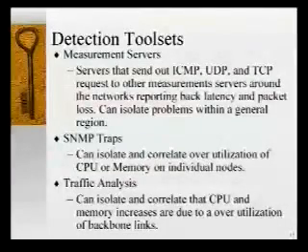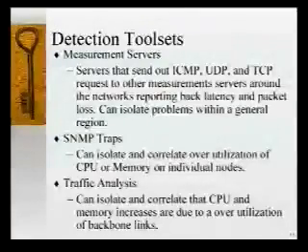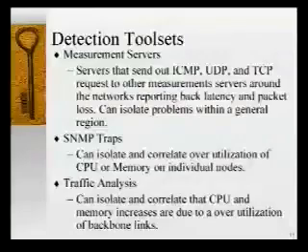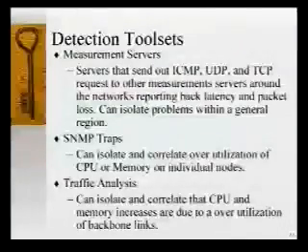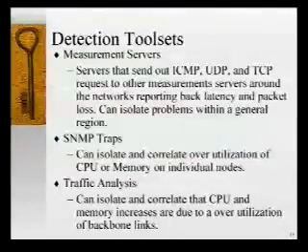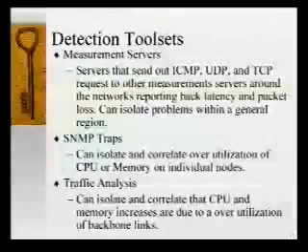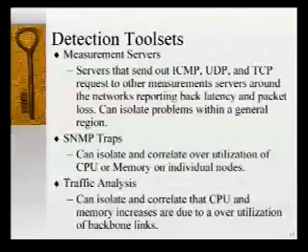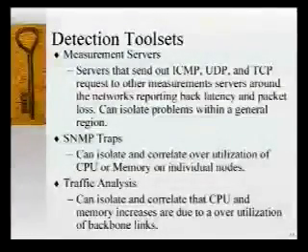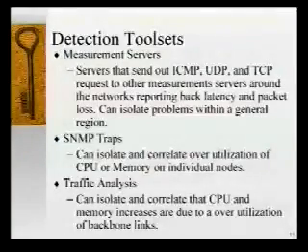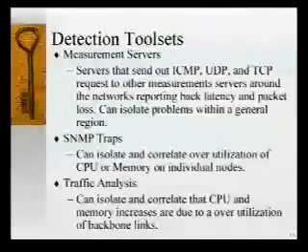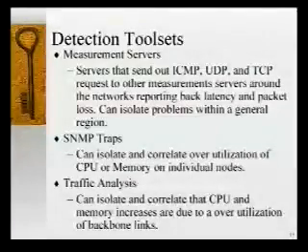SNMP traps can isolate and correlate over-utilization of CPU or memory. So now you get an SNMP trap, and let's say it comes from the LA router. So now we have it isolated, not just San Fran or LA. It's most likely going to be LA. Traffic analysis can correlate CPU and memory increases and over-utilization of backbone links. So now we have our TA system that reports we have an overutilized POS IP link on that LA GSR. So now we've got it isolated to a link on the router within the city.